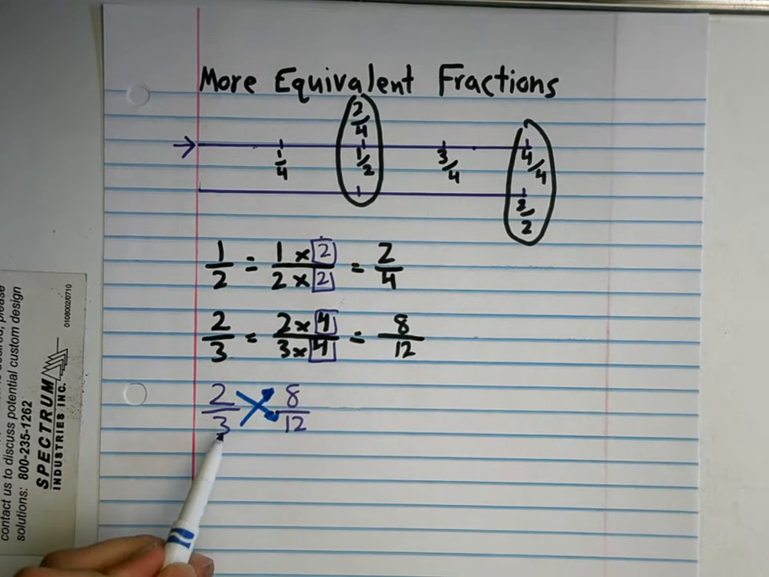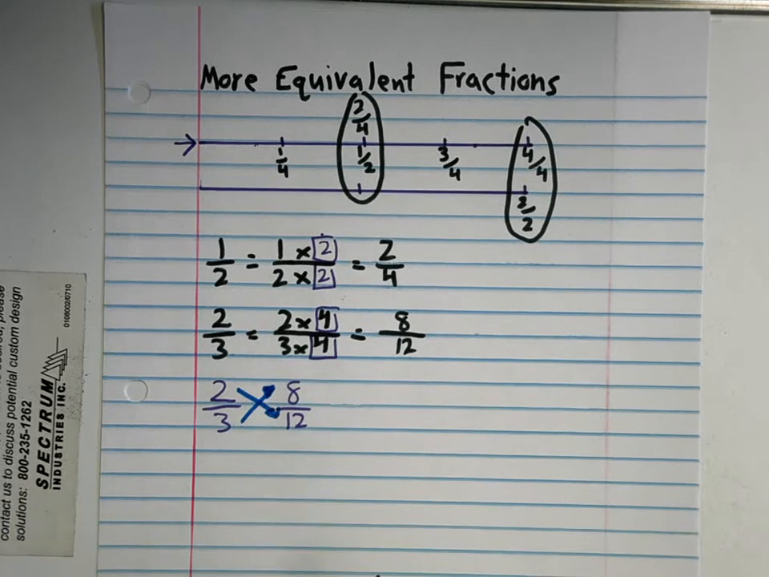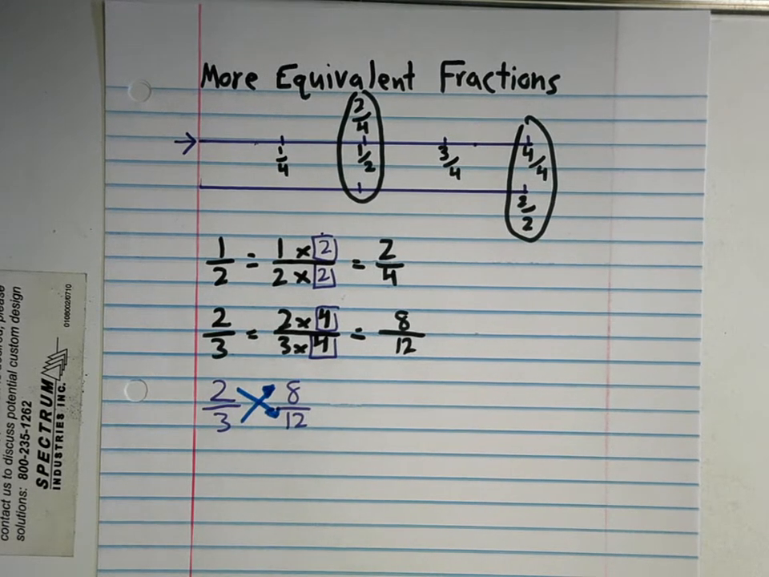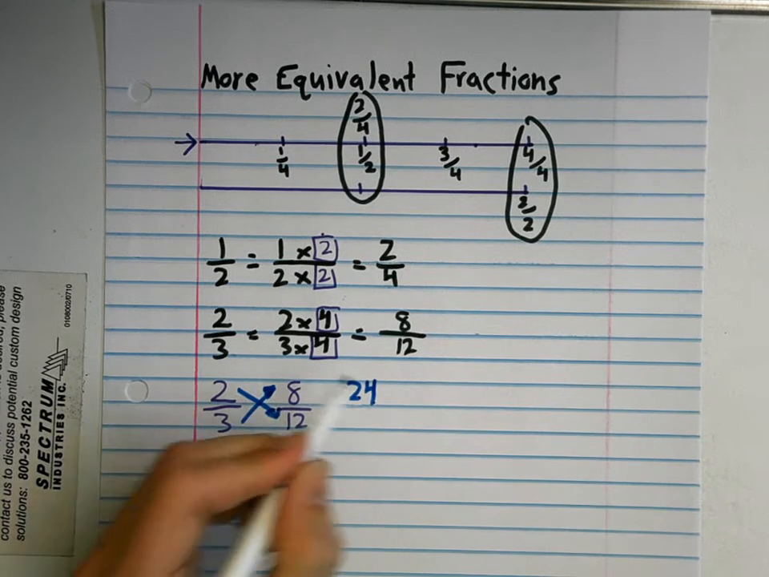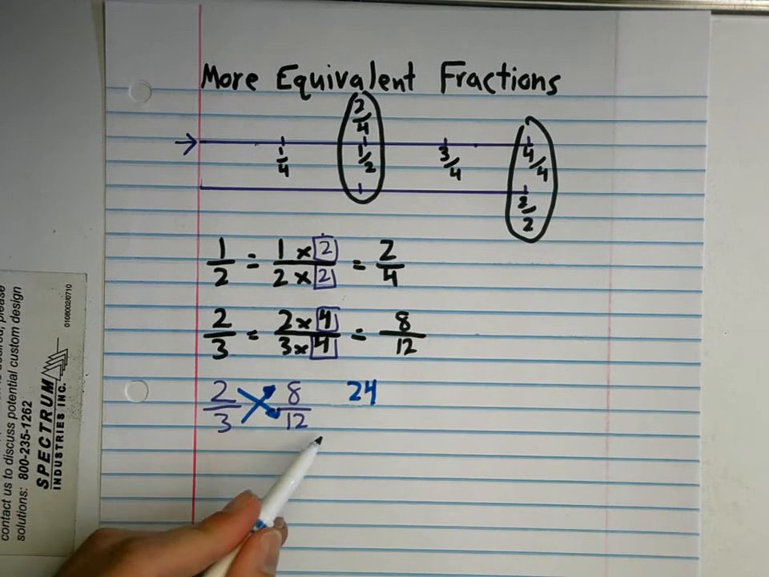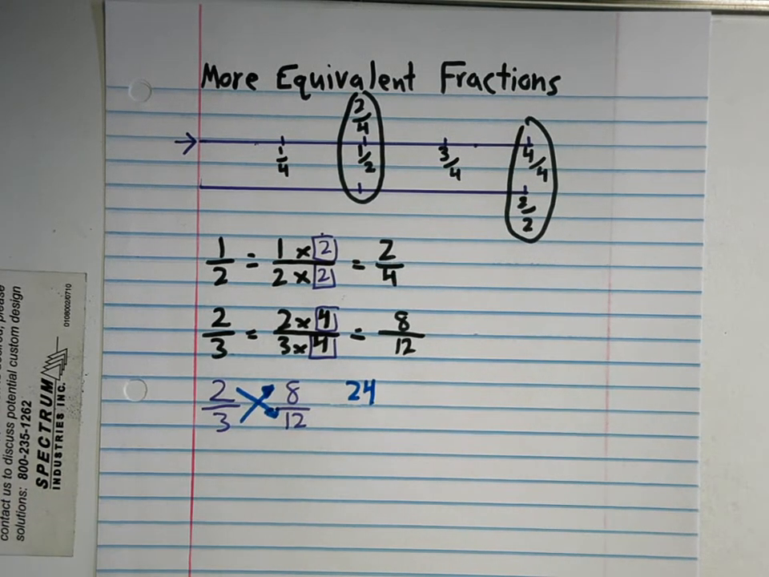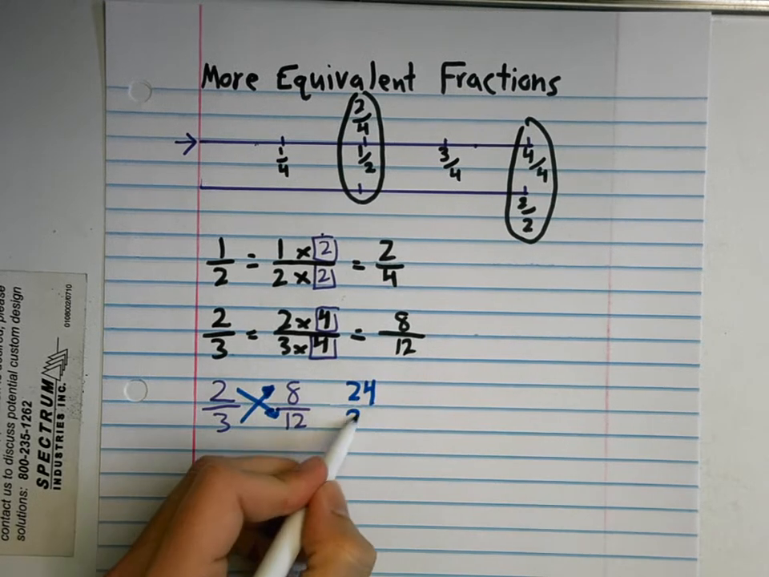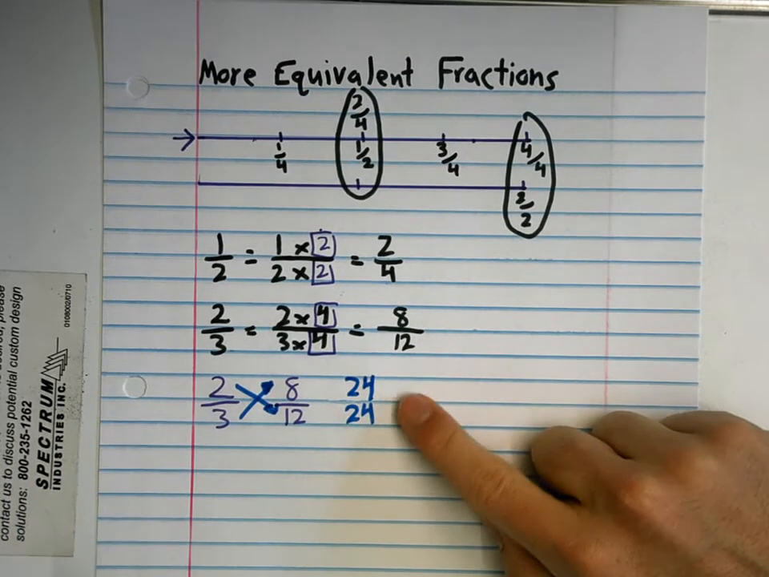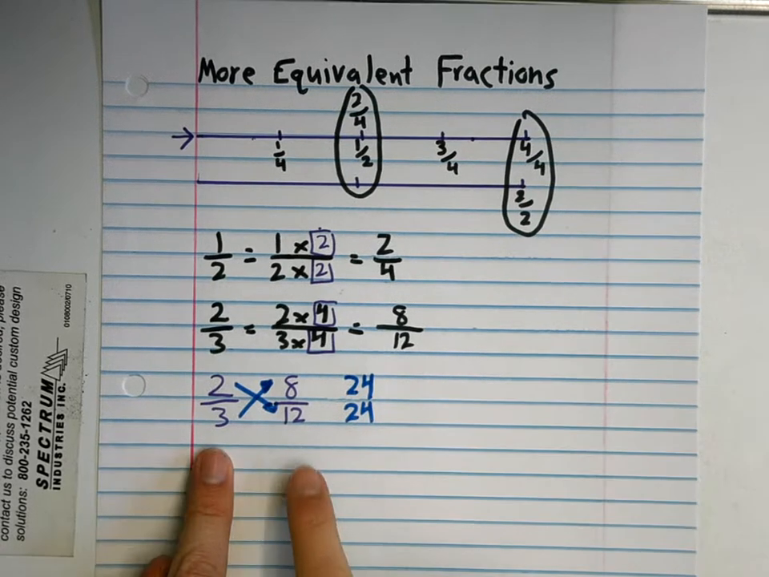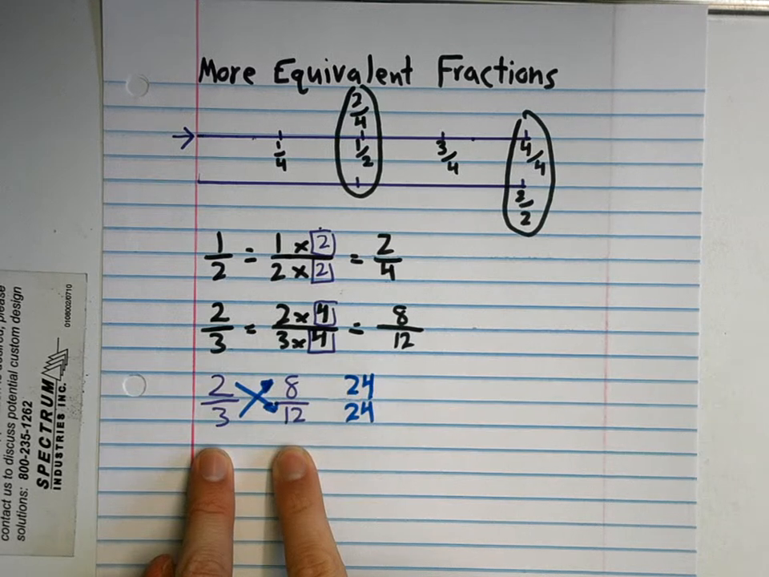Okay, so what is 3 times 8 equal? 24. What does 2 times 12 equal? 24. Are they the same numbers? Did I get the same products when I cross multiplied? So are 2/3 and 8/12 equivalent fractions? Yes, that's what that shows.